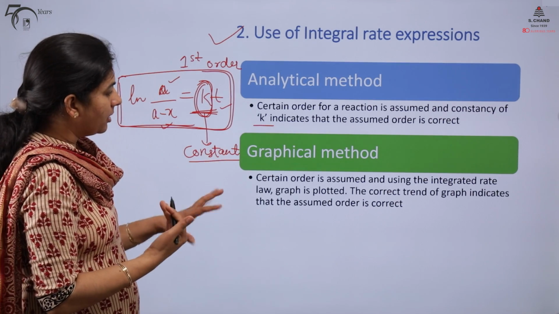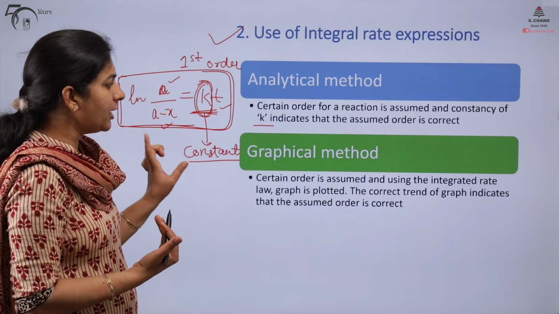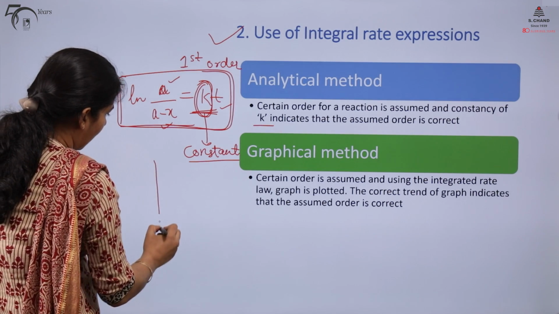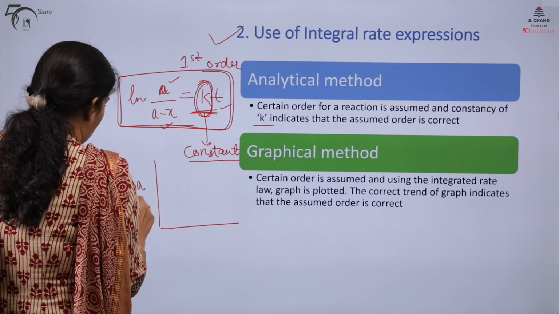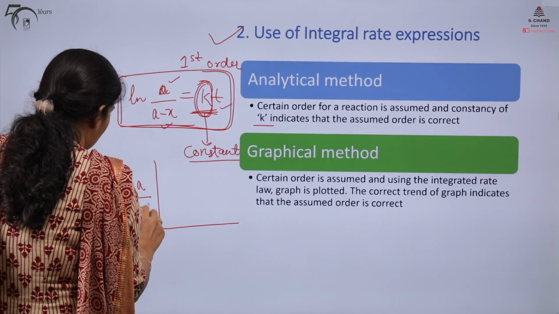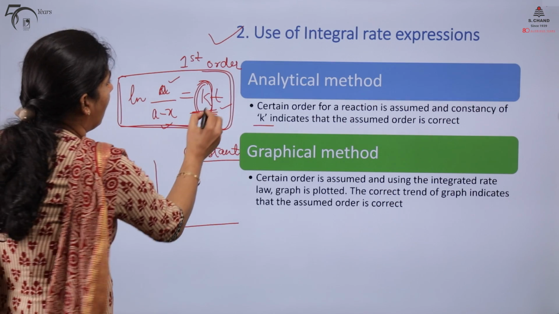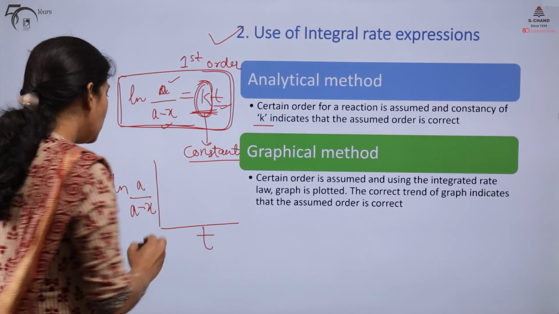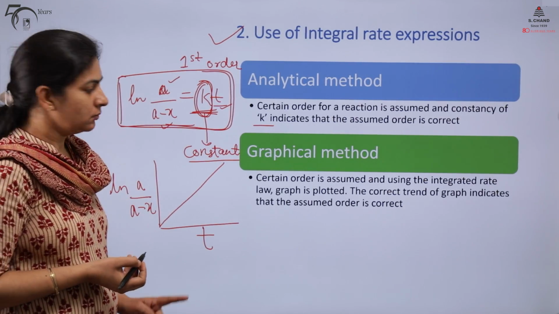In the same manner, you know that this is the extension of this analytical method only, the graphical method. So what can I do? I already explained that the plot between log of A upon A minus x and T is going to be a straight line, which passes through the origin, right.